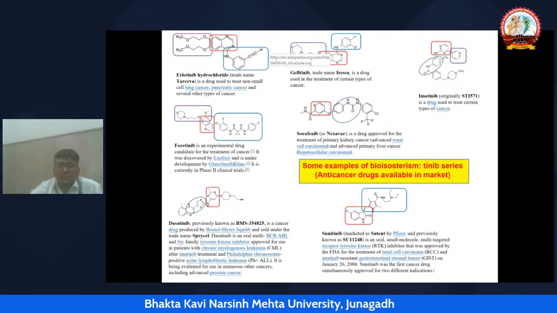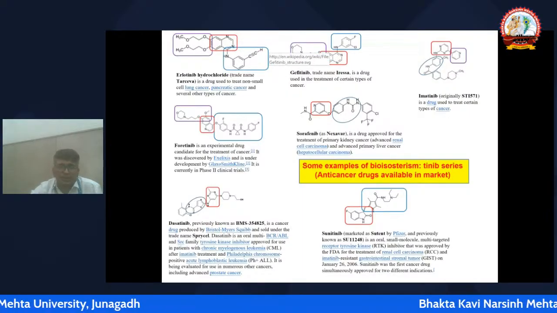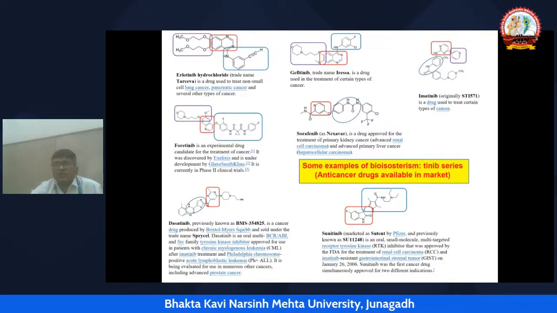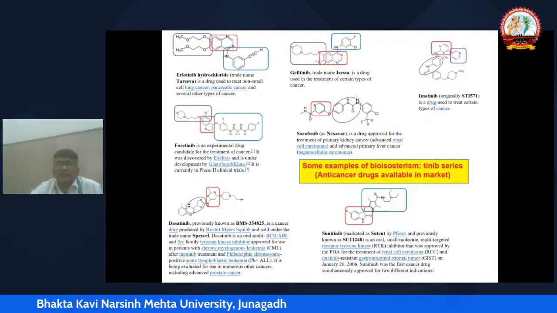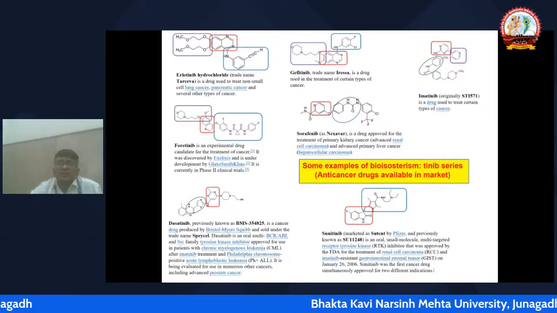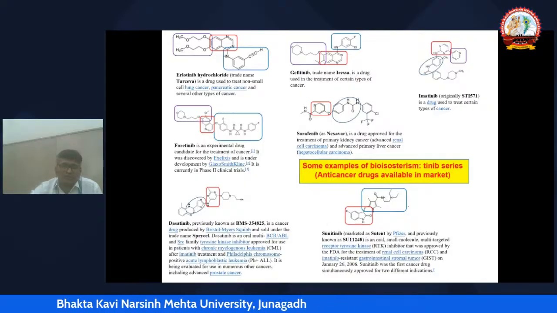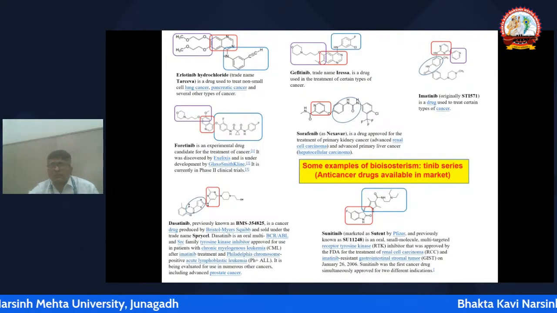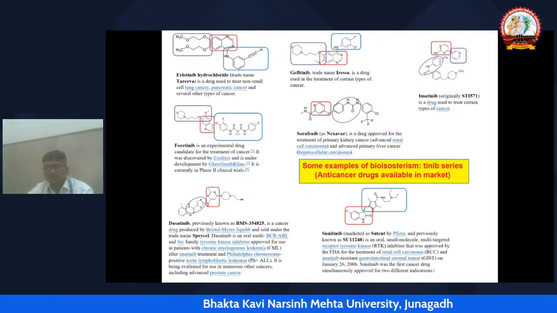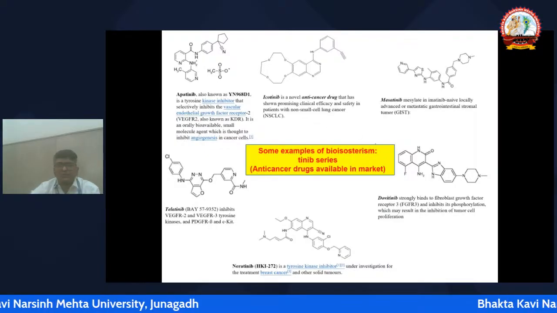So this is a particular group which is repeated in the second molecule. It is called a bioisoster. Similarly, in sorafenib, there is a particular urea linkage. So similarly, molecules can be designed based on these isosters. So these are examples of the TINIB series, which have similar examples of bioisosters. Some examples of anti-cancer drugs in the market are similarly the TINIB series.